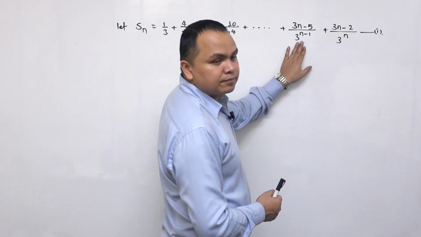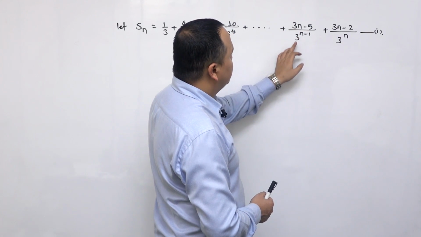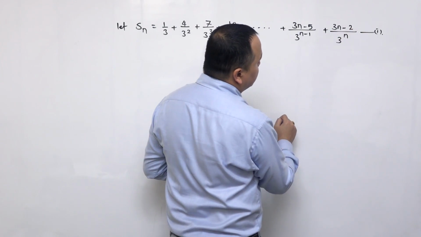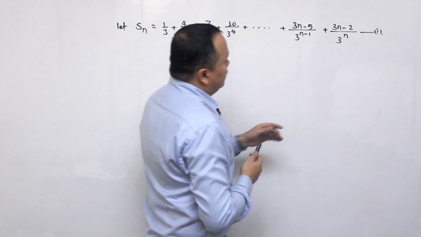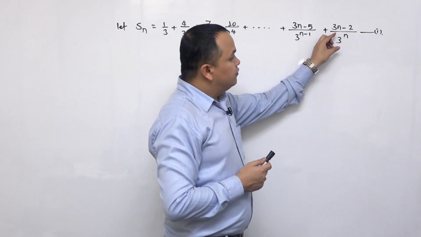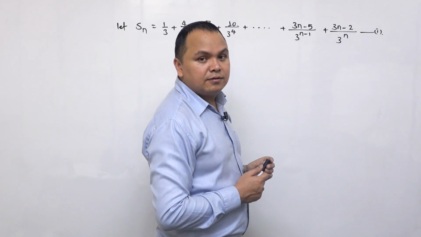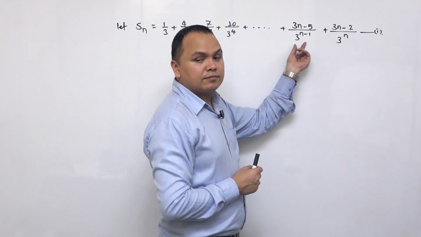Your previous term is (3n minus 5) upon 3 to the power n minus 1, and (3n minus 2) upon 3 to the power n. In the last term, if we put n as n minus 1, just n is replaced by n minus 1, then we get the previous term.